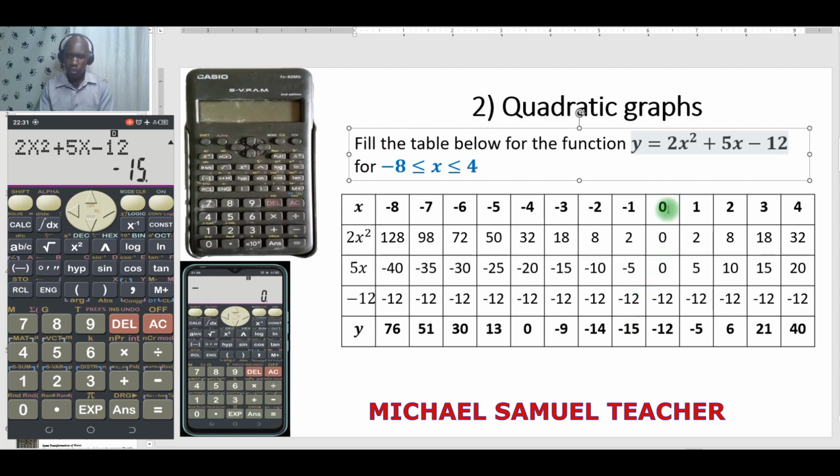Continue pressing the equal key. So when x is 0, y is minus 12. When x is 1, y is minus 5. When x is 2, y is 6. When x is 3, y is 21, and finally when x is 4, y is 40. You can continue on like that as long as the steps continue to an infinite value, but we stick with this table. So the other one we proceed.